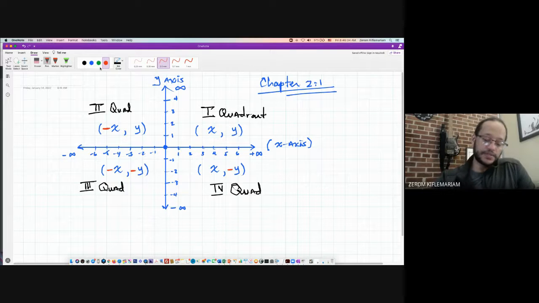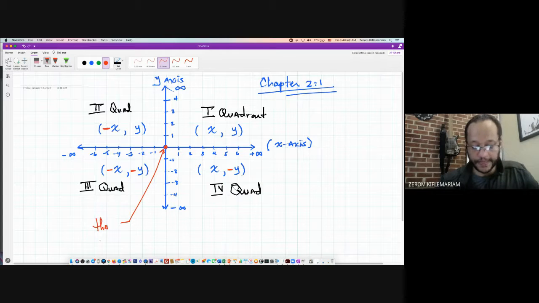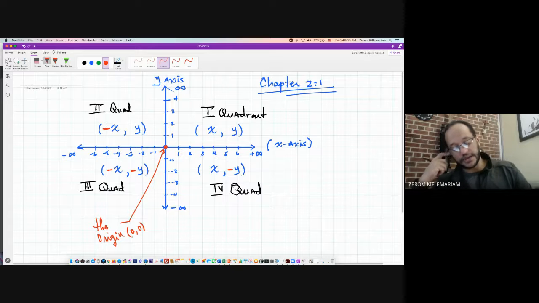Another one that we need to know is where it crosses. If I point to it, there you go. That is known as the origin. At the origin, the x value is 0 and the y value is also 0. So that is where the two axes cross each other.